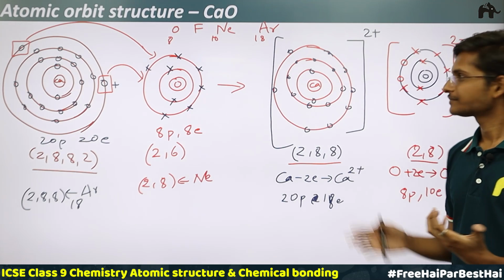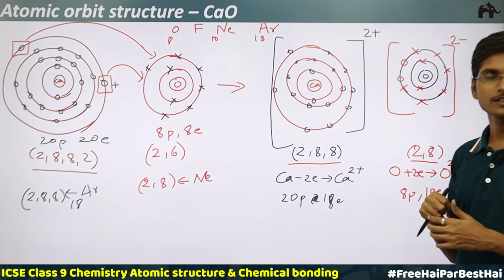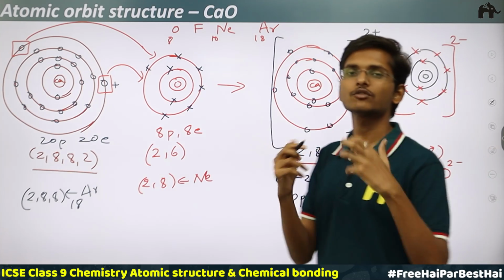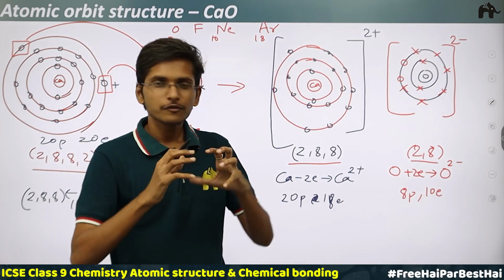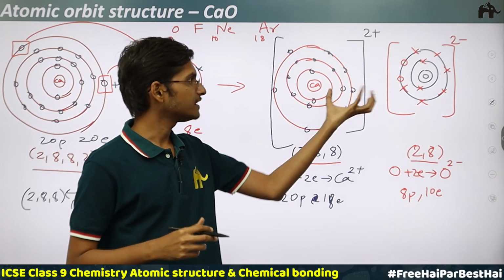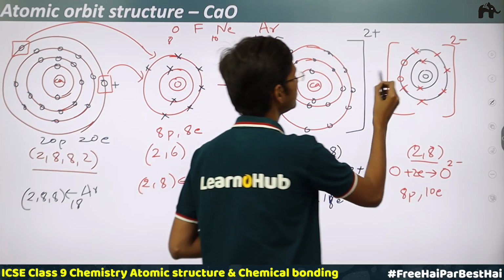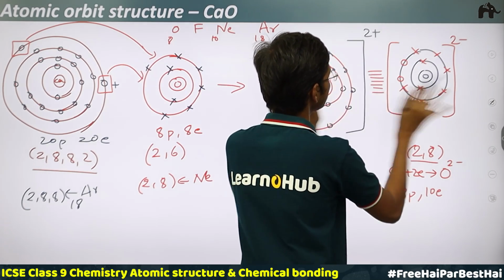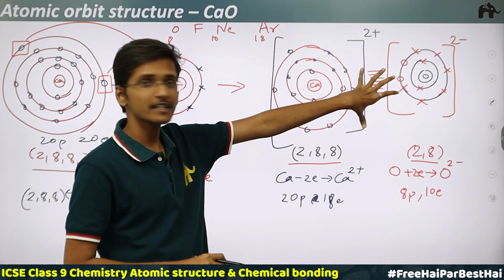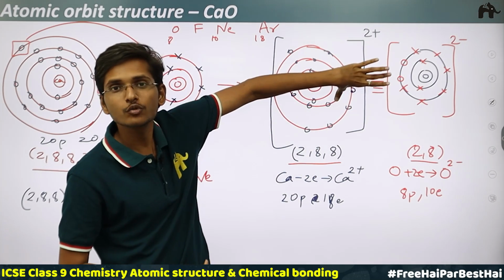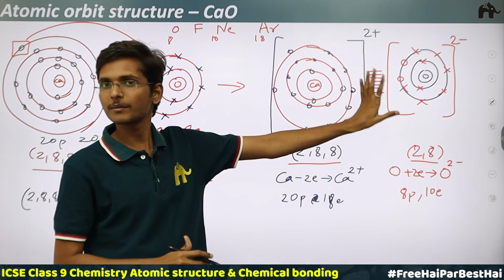Now between this positively charged calcium ion and negatively charged oxide ion, there would be an attractive force between them. This is called the electrostatic force of attraction. And we know this bond is formed because there is a force of attraction between these constituents which is holding them together in this chemical species. So this is a chemical bond, right?